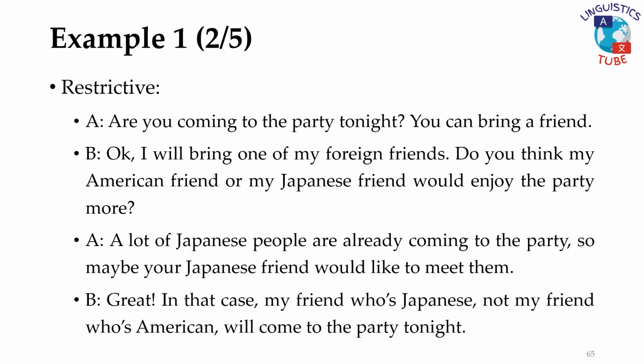Are you coming to the party tonight? You can bring a friend. Okay, I will bring one of my foreign friends. Do you think my American friend or my Japanese friend would enjoy the party more? A lot of Japanese people are already coming to the party, so maybe your Japanese friend would like to meet them. Great. In that case, my friend who's Japanese, not my friend who's American, will come to the party tonight.